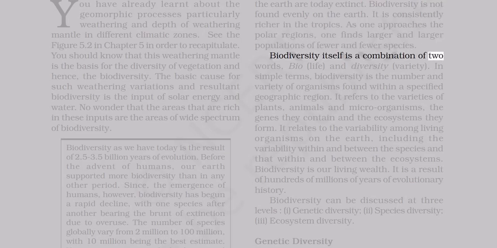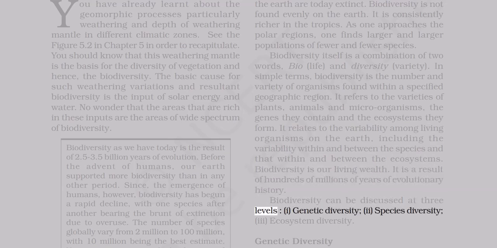Biodiversity itself is a combination of two words, bio, life, and diversity, variety. In simple terms, biodiversity is the number and variety of organisms found within a specified geographic region. It refers to the varieties of plants, animals and microorganisms, the genes they contain and the ecosystems they form. It relates to the variability among living organisms on the Earth, including the variability within and between the species, and that within and between the ecosystems. Biodiversity is our living wealth. It is a result of hundreds of millions of years of evolutionary history.